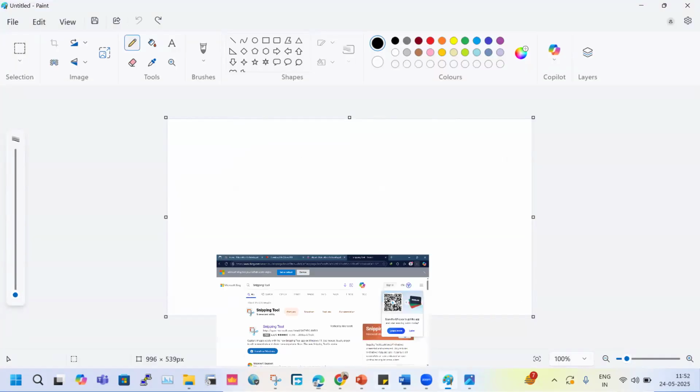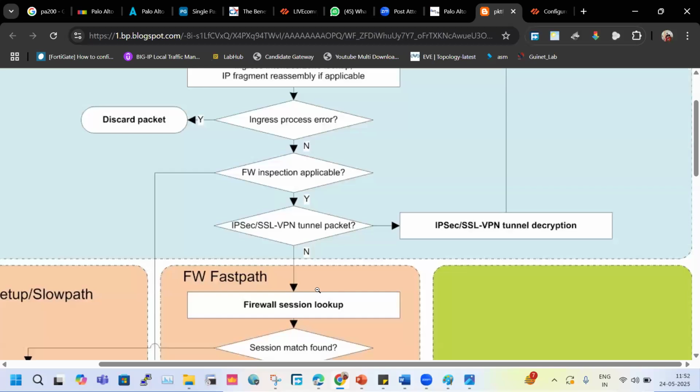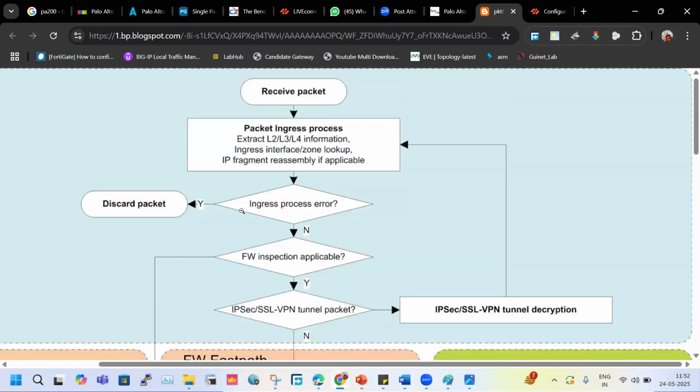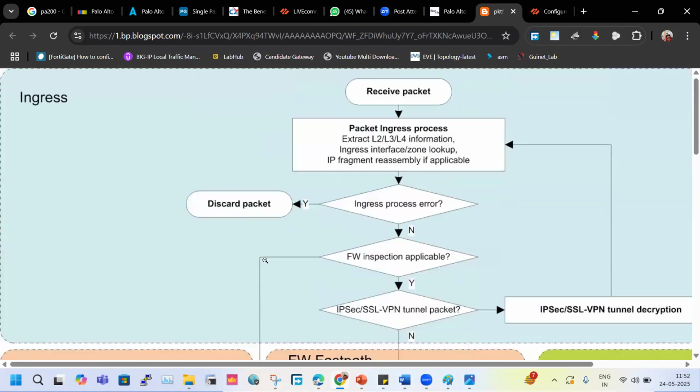I hope we are good for today's discussion. I know this is a little bit tricky. I hope it will become clear when I do the practical and scenarios. Whenever we move forward and understand the concepts of Palo Alto, this packet flow will become easier to understand. There will be labs, with CLI as well. Yes, labs will be there.